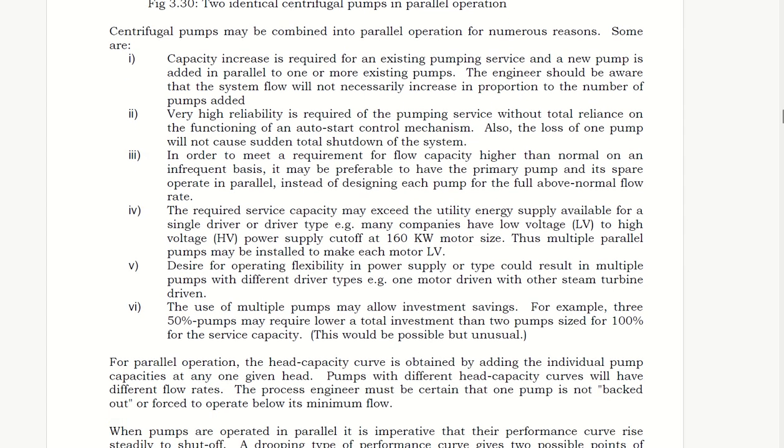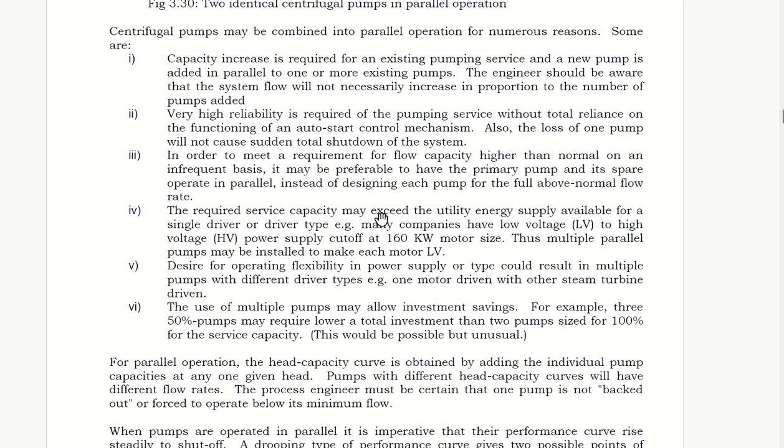Now there are numerous reasons, let's go one by one. The centrifugal pumps may be combined into parallel operation for numerous reasons. First, a capacity increase is required for the existing pump service. Very high reliability is required for the pumping service without total reliance on the function of an auto start control mechanism. And in order to meet the requirement for flow capacity higher than normal. So that's why we use parallel pump operation.